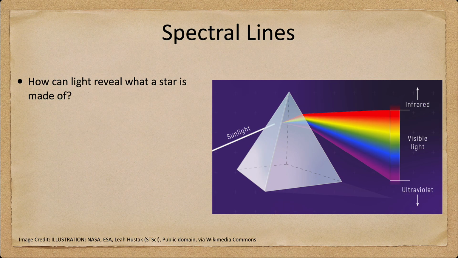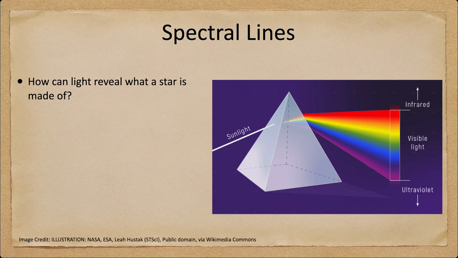Atoms are not continuous systems. The electrons can occupy only specific energy states. An electron cannot exist at just any energy. It can only occupy certain allowed states. When an electron moves between these states, it must either absorb or release a precise amount of energy. That energy appears as light of a specific wavelength.